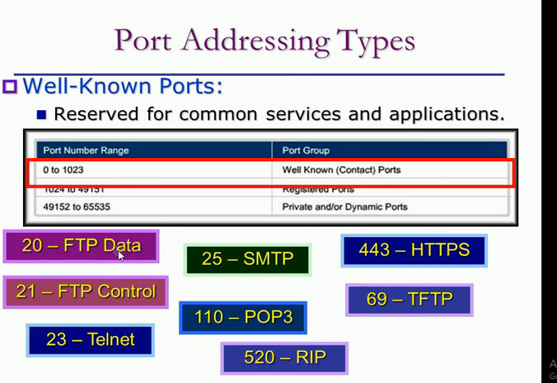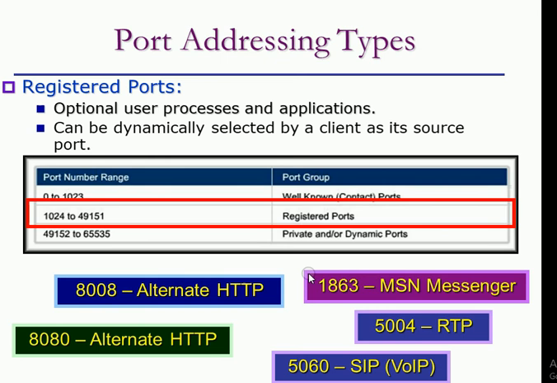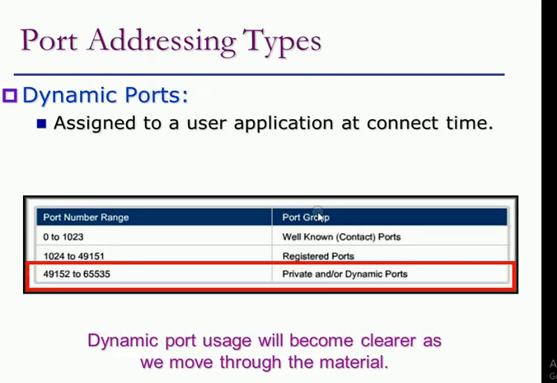Anyway, FTP data 20, FTP control 21, 23 telnet, SMTP, POP3, you have all these port numbers which are well known. MSN Messenger is not well known, but it is a private company, so they use this. And alternate HTTP 8080, this is something we are using right now. SIP, RTP, these are examples.